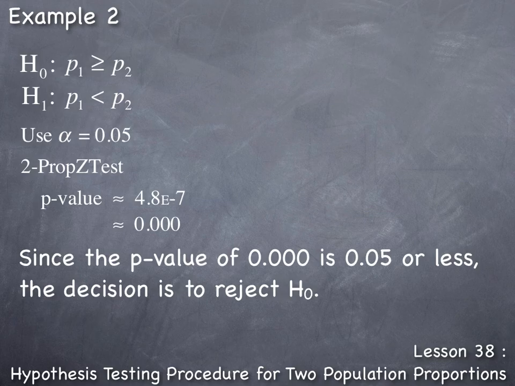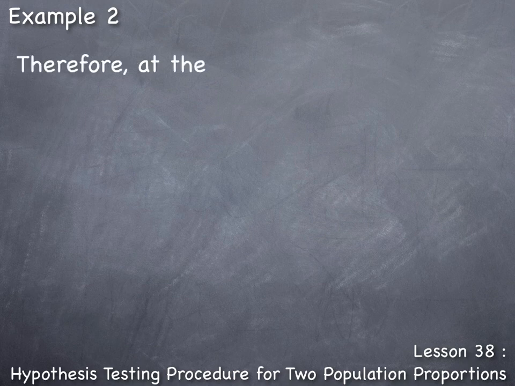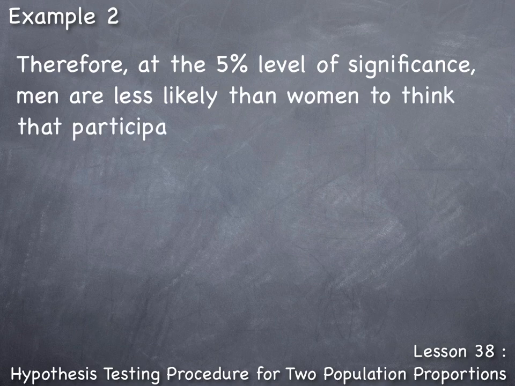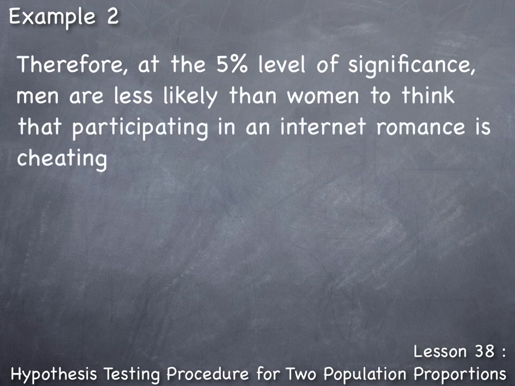So, based on the results of our hypothesis testing procedure, we can reach the following conclusion. Therefore, at the 5% level of significance, men are less likely than women to think that participating in an internet romance is cheating on their partner.